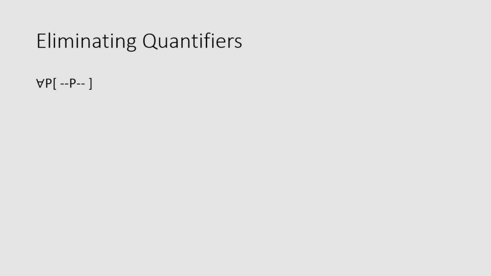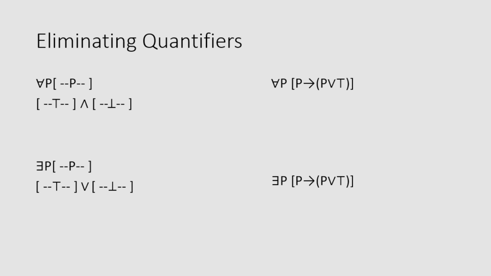Thus, if we make two copies and replace all instances of P with true in the first copy and false in the second copy, and then place an and between the two copies, then we'll have successfully eliminated the universal quantifier. We can perform almost the exact same process in order to eliminate the existential quantifiers, but what the existential quantifier is saying is that when we plug in true and false, at least one of the statements will be true. In other words, the statements will be true when we plug in a true or when we plug in a false for the P's.